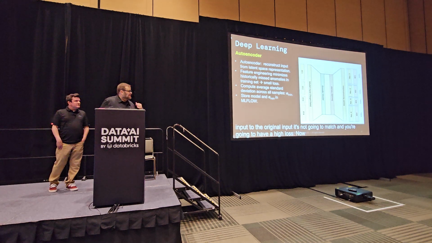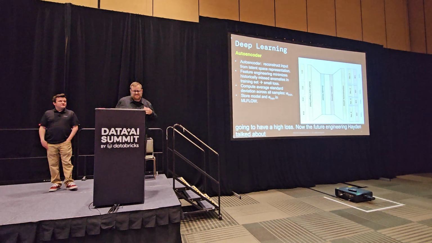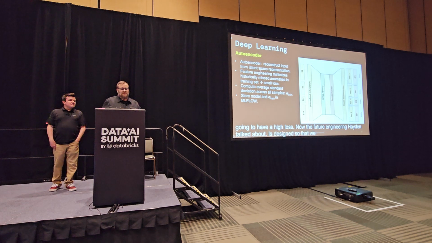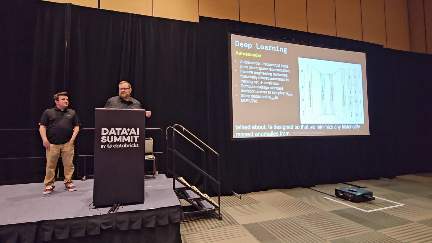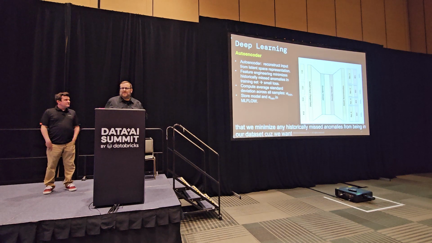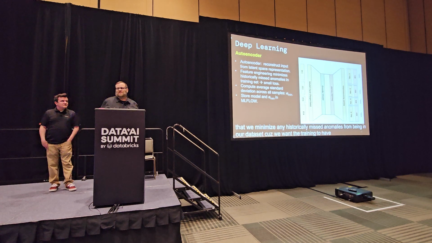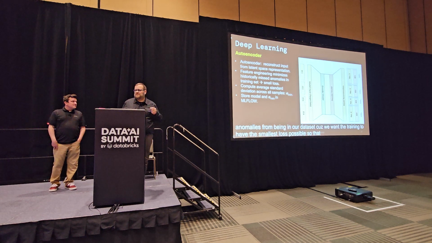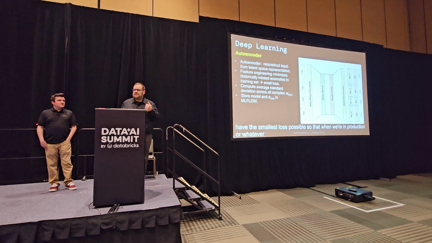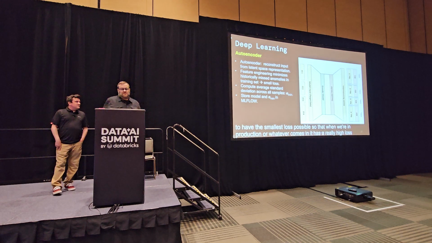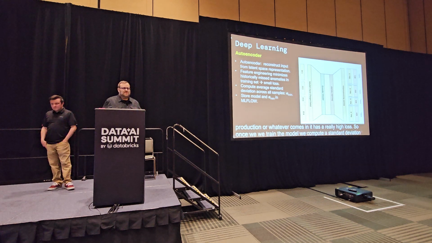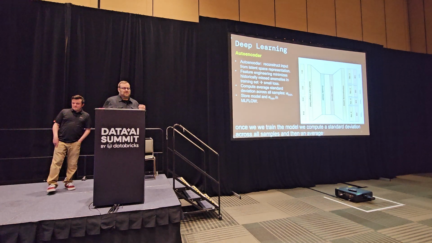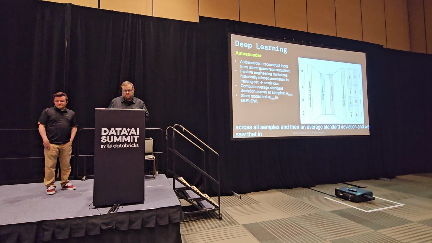Now, the feature engineering Hayden talked about is designed so that we minimize any historically missed anomalies from being in our data set, because we want the training to have the smallest loss possible, so that when we're in production, an anomaly comes in, it has a high loss. So once we train the model, we get the standard deviation across all samples and an average standard deviation, and we store that in a flow.